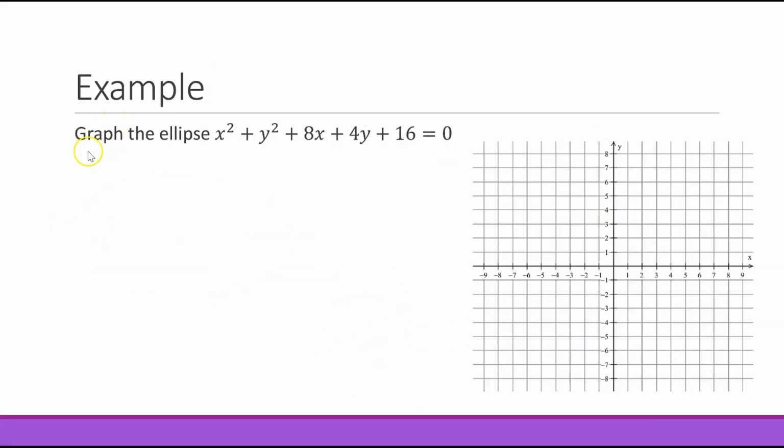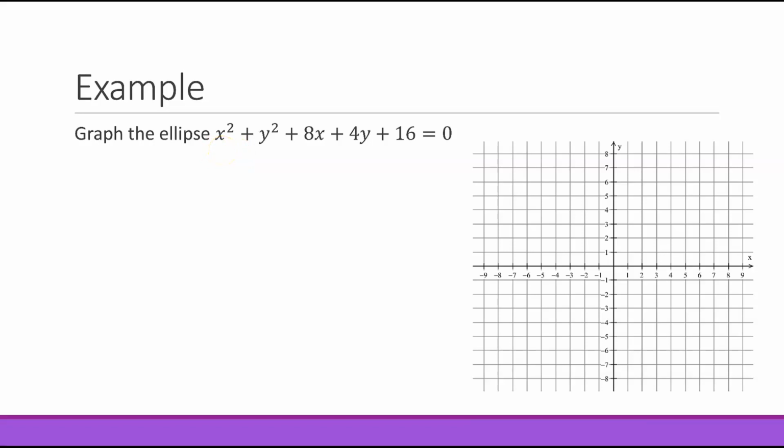In this example, we have graphed the ellipse x squared plus y squared plus 8x plus 4y plus 16 equals 0. So we're told this is an ellipse, and we can also see x is squared, y is squared, and we have that those are both positive terms, but it definitely doesn't look like an ellipse, and that's because we have to do a little bit of work to put it in that standard form. And that work is going to require us to complete the square.